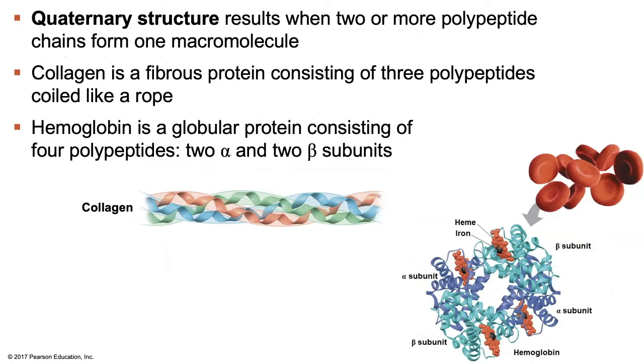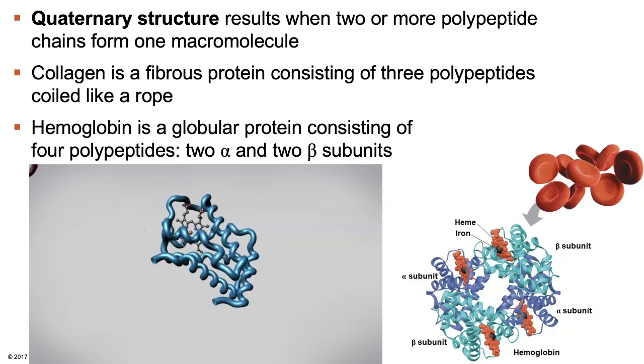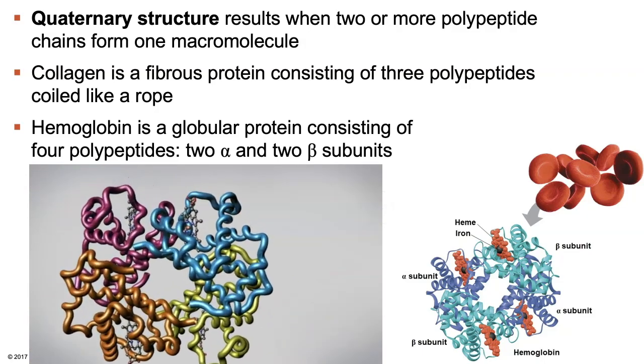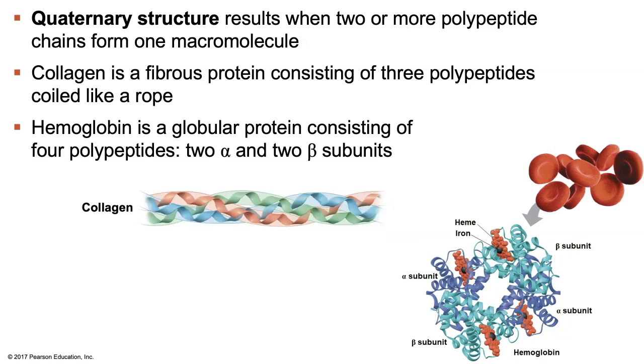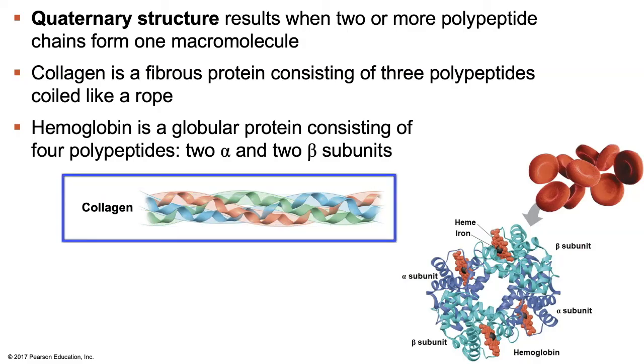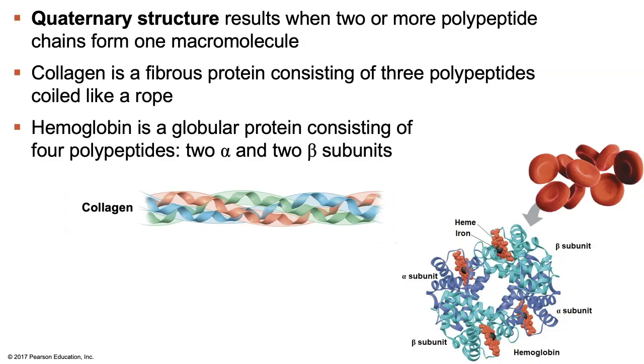And finally, the quaternary structure of a protein results when two or more polypeptides come together to form a larger macromolecule. So below we have two examples. Collagen, which you've heard before. Collagen is a fibrous protein credited with maintaining strength in our skin. It consists of 3 polypeptides, and we see them shown here in the different colors. We have red and green and blue, and these 3 polypeptides are coiled together like a rope.